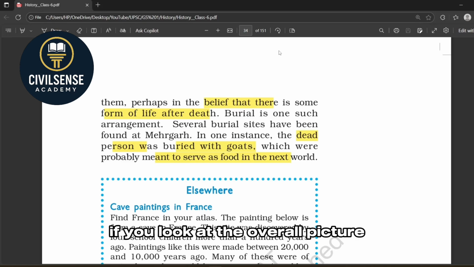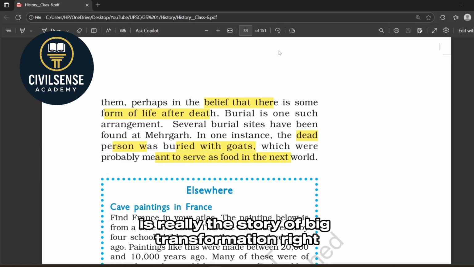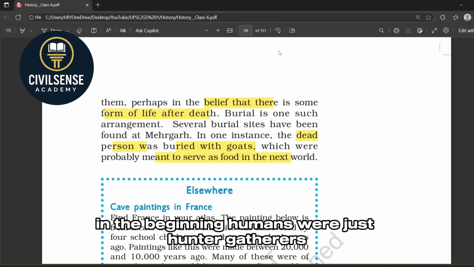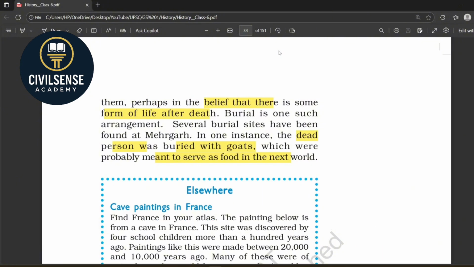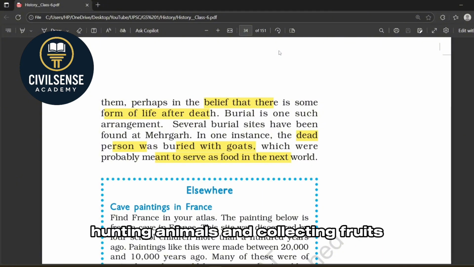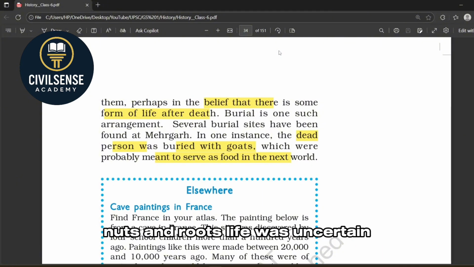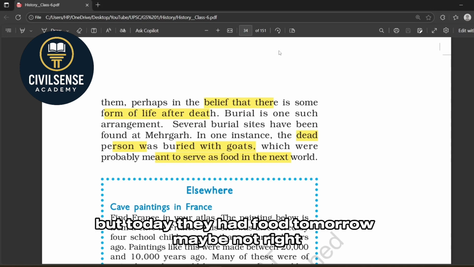So, if we look at the overall picture, this whole chapter is really the story of a big transformation, right? In the beginning, humans were just hunter-gatherers. They moved from place to place, hunting animals and collecting fruits, nuts, and roots. Life was uncertain: today they had food, tomorrow maybe not, right?